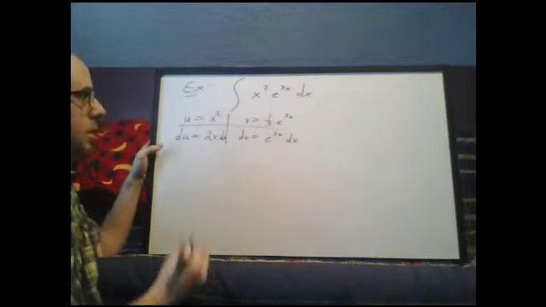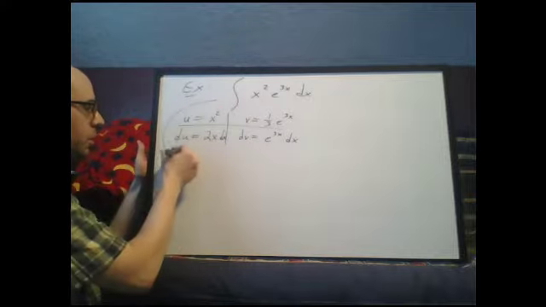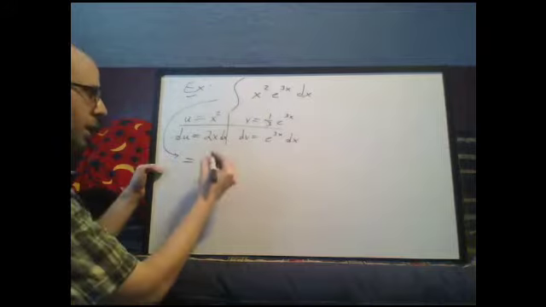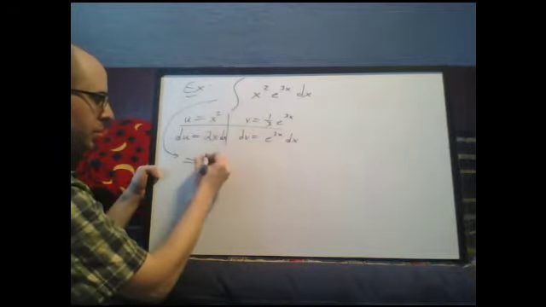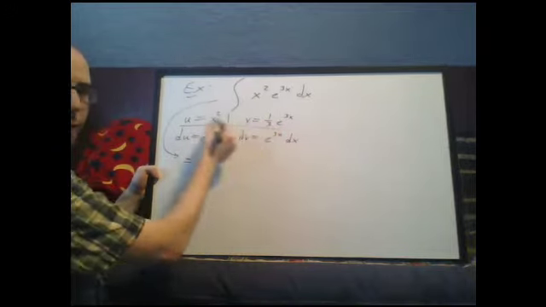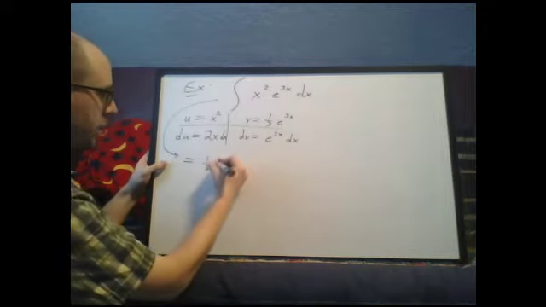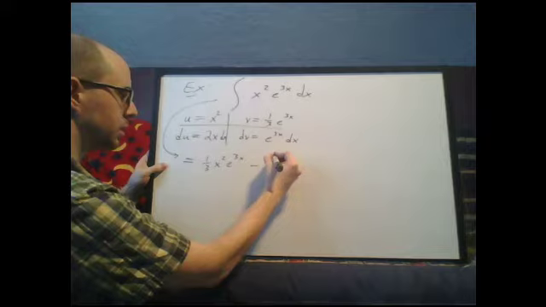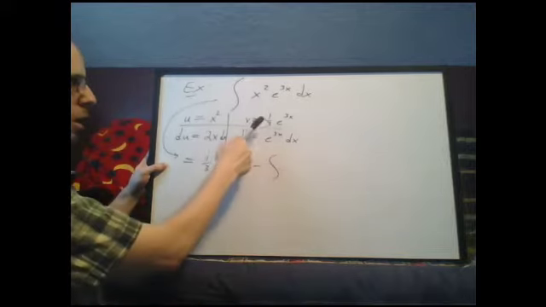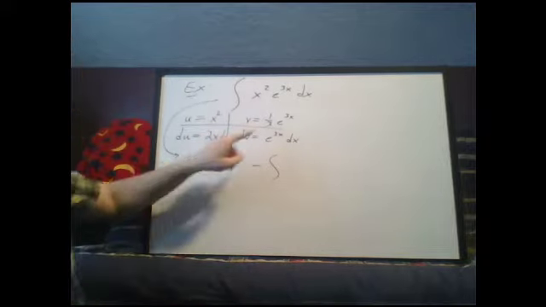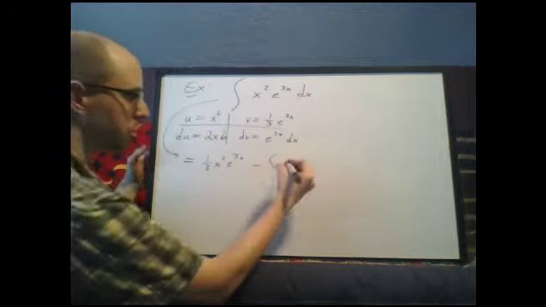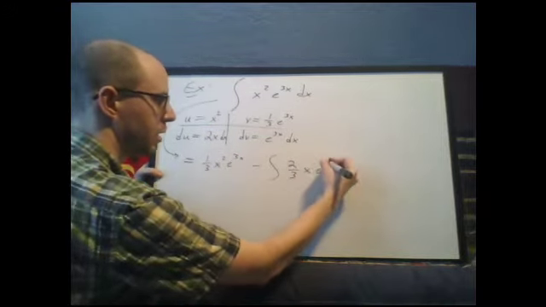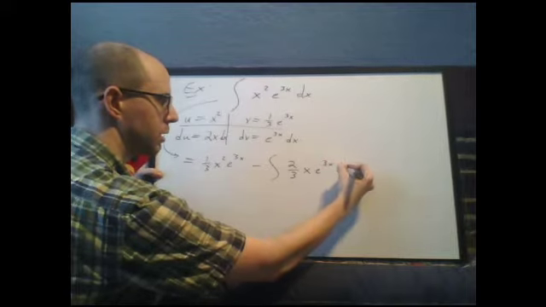All right. So now we made our choices. So our integral with the integration by parts formula would be u times v. I like to put the coefficient in front. 1/3 x squared e to the 3x minus the integral of v du. So that would be 1/3 times 2, which is 2/3 x e to the 3x dx.